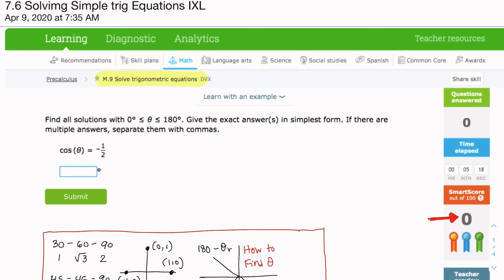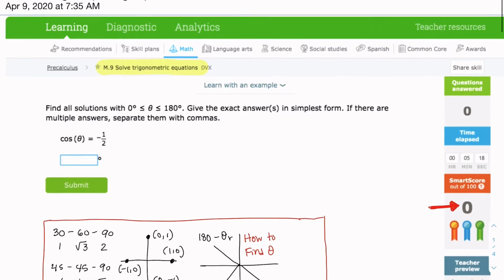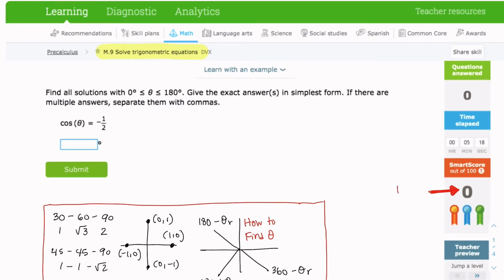Good morning. Today we're going to practice using IXL, our solving trig equations lesson. So I'll do one per level to make sure that we can attack all sorts of problems. So let's start with level 0.